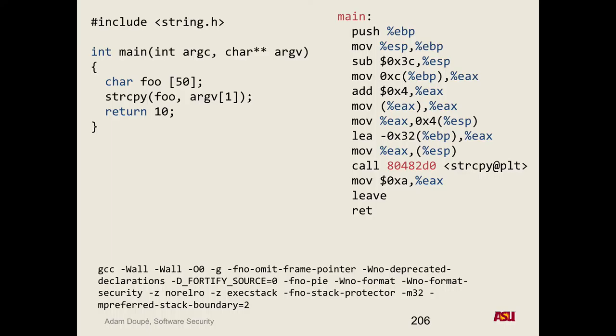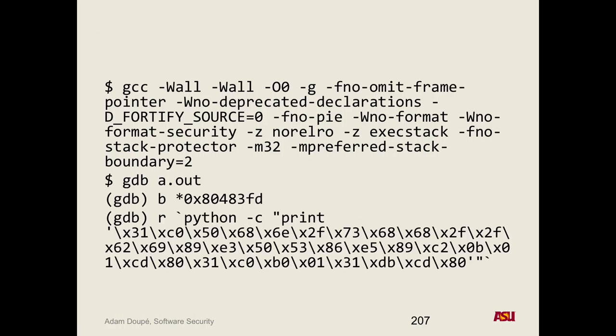The load effective address does not do a dereference. That's why it's load the effective address, right? Not like actually move and dereference something. So take the value that's inside the EBP register and subtract 32 hex from it and copy that value into EAX. Okay. Questions on this part?